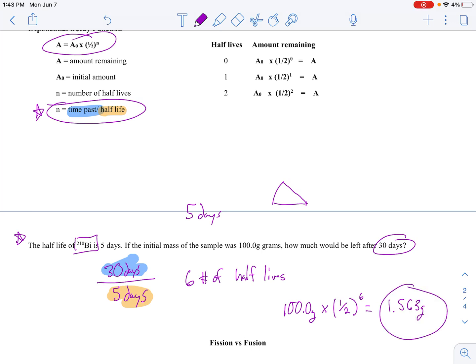So that is how much is left from my initial 100-gram sample of my radioisotope. Only 1.563 grams of the original compound is left. The rest of it has decayed into something else.